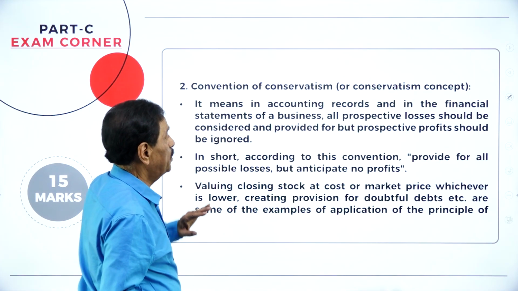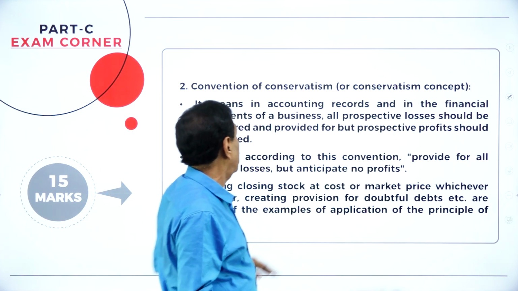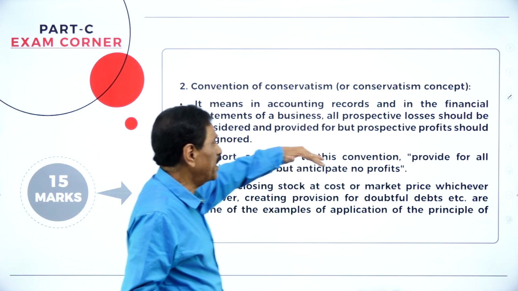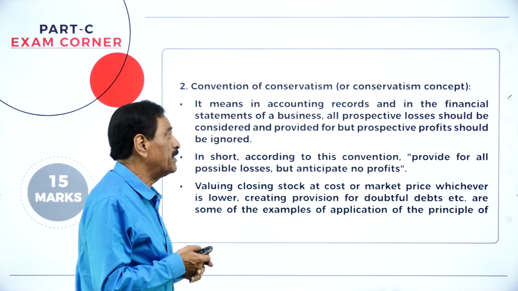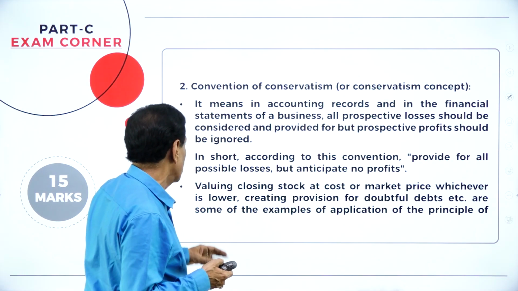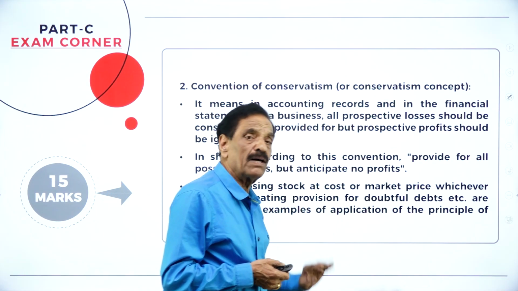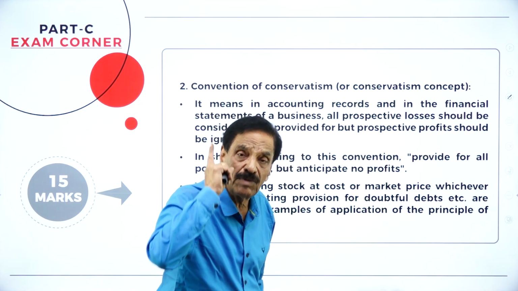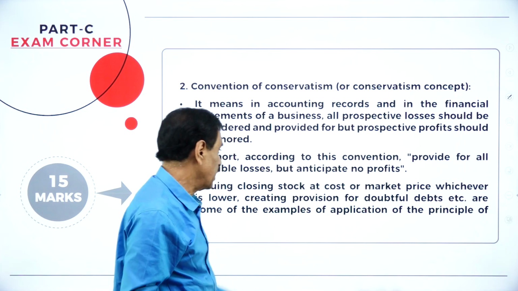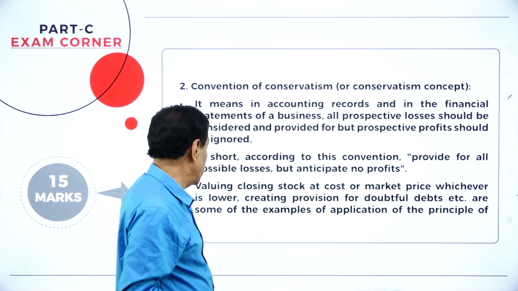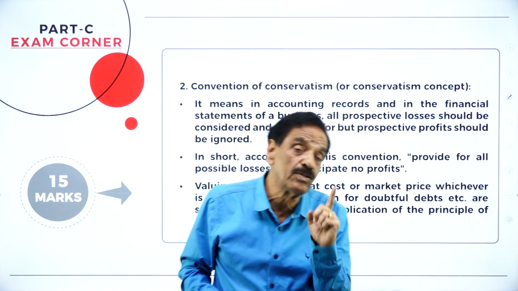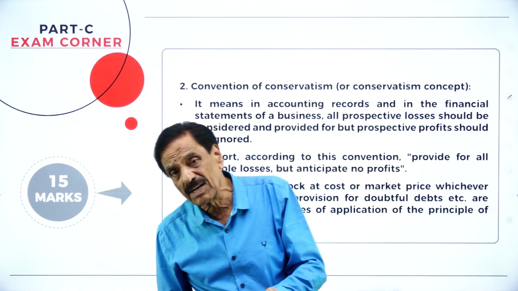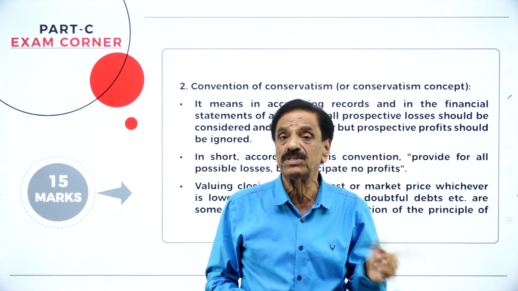Then the convention of conservatism. It means that the accounting records and financial statements of a business should be prepared with caution, considering the prospect of the profit and loss account. So, valuation of closing stock at cost or market price, whichever is lower. You have to value the closing stock at the end of the year at either the cost price or the market price, whichever is lower. Closing stock means unsold stock, and it should be valued at either the cost price or the market price, whichever is less.